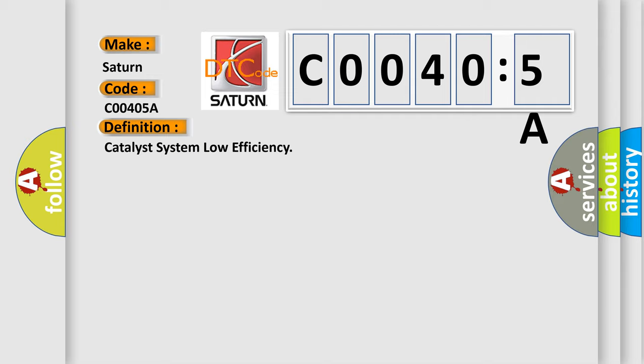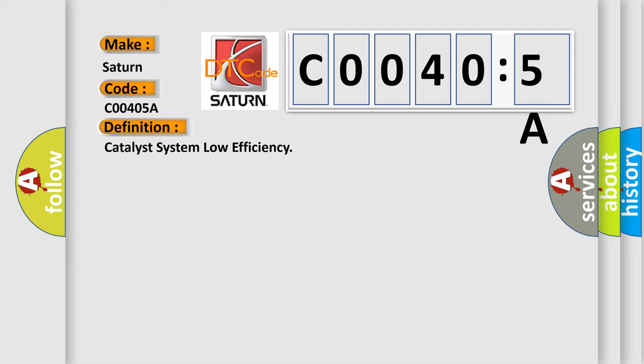The catalytic converter calculated temperature is less than 900 degrees Celsius, 1652 degrees Fahrenheit. The vehicle speed is less than 2 kilometers per hour, 1 mile per hour. The short-term fuel trim is learned. The short-term fuel trim FT is between minus 10 and plus 10%. The engine is operating in closed loop. The transmission is not in PN, automatic transmission only.